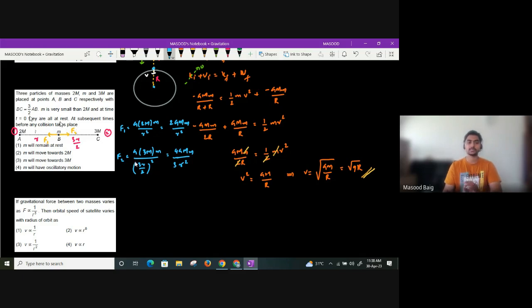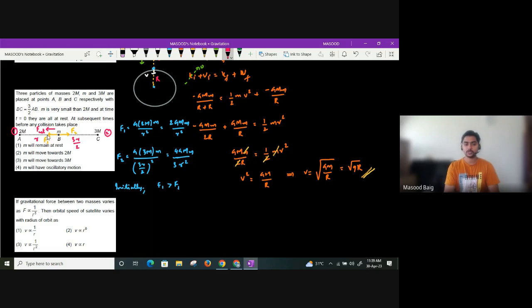Initially, I'm saying, guys, I'm not saying at any time. Initially, F1 value is more than F2 value. Yes or no? F2 value will be 4 by 3 G capital M small m by r square, which is 1.33, while here you have 2 times. So initially F1 value is more than F2, it means there is some net force acting on small m. This is the net force. So in that case, will it accelerate towards 2m, guys? Yes or no? So small m will move towards the 2m mass.